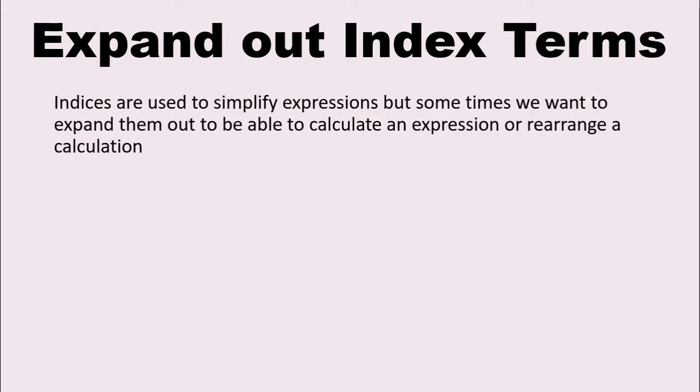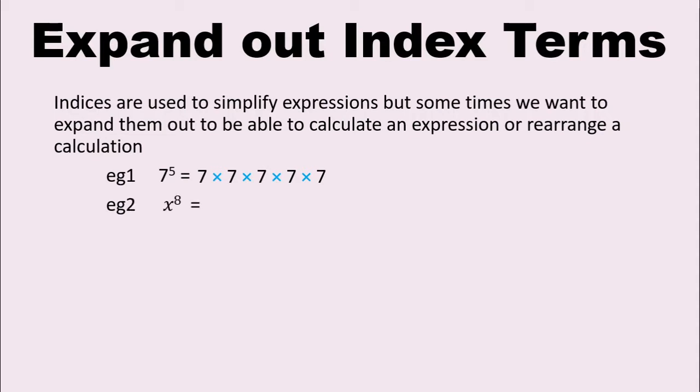Just as we can use exponents or indices to simplify expressions, we can also expand the expressions out when indices have been used. For example, I could say 7 to the power of 5. What does that mean? It does not mean 7 times 5, which is a common mistake that people make. It means 7 times 7 times 7 times 7 times another 7. That is 5 7's being multiplied together.